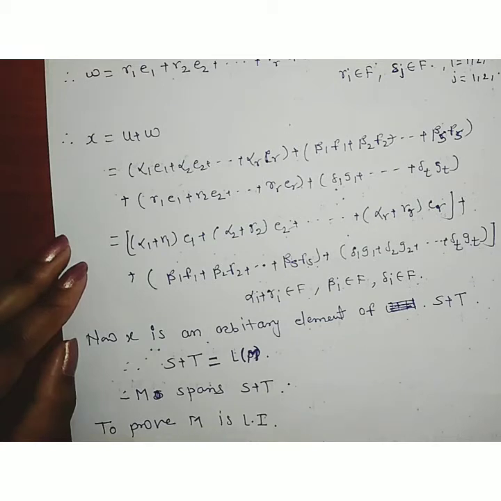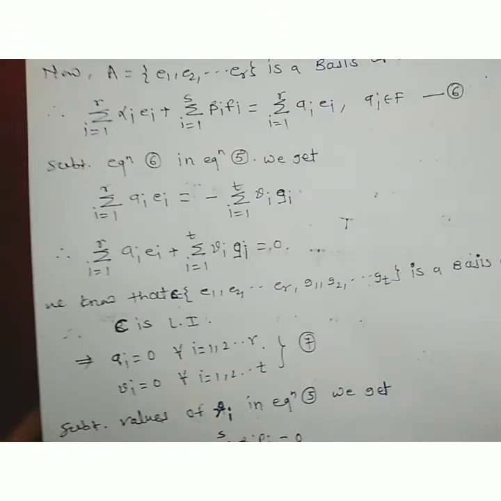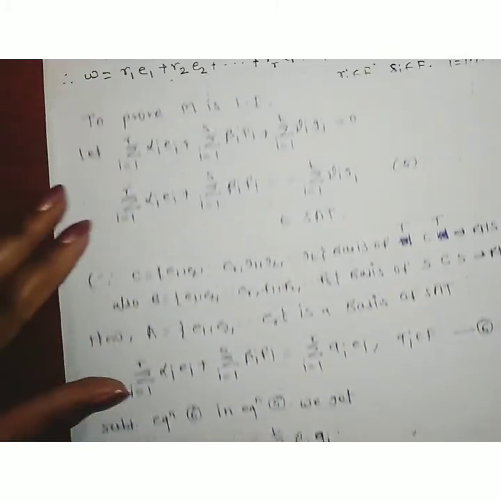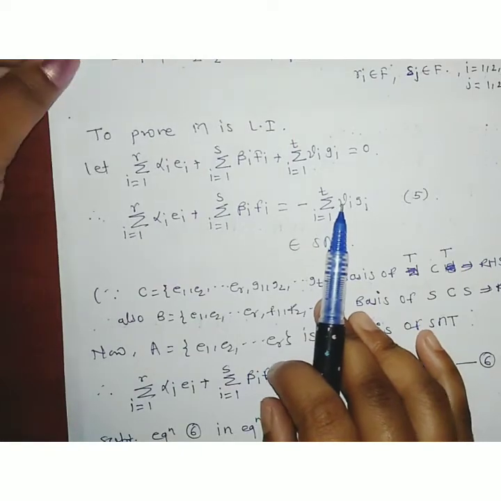Now we have to show that this set is linearly independent. This is the second case that we have to show. Now we have to show that this set is a linearly independent set. So, for showing this, what do we have to show?